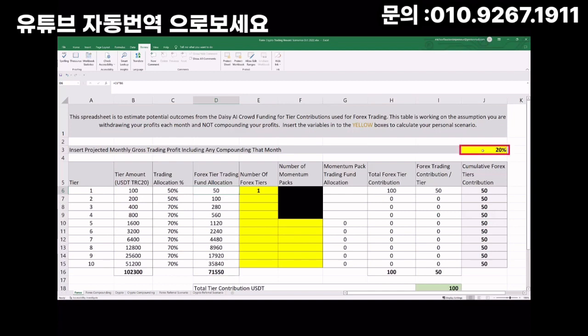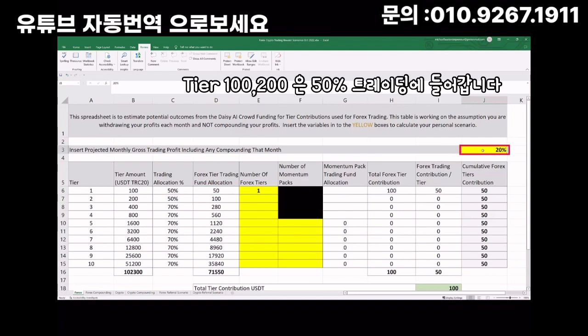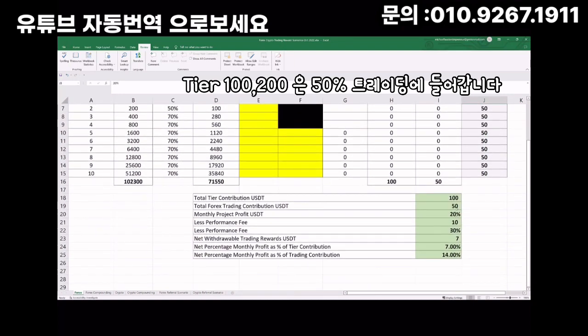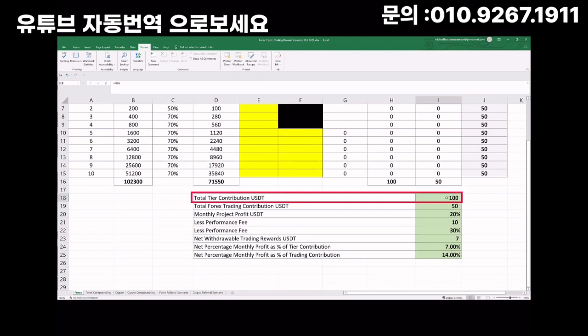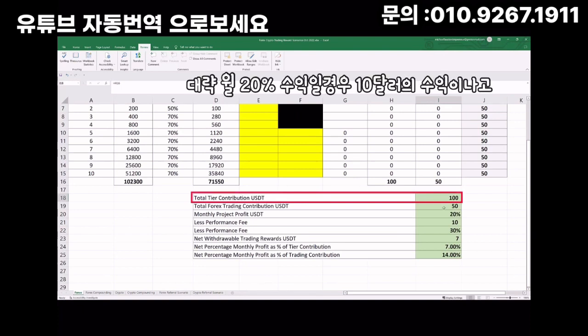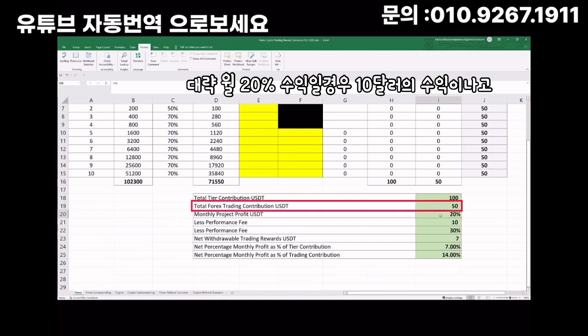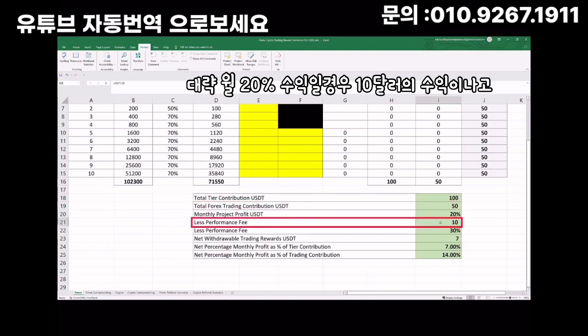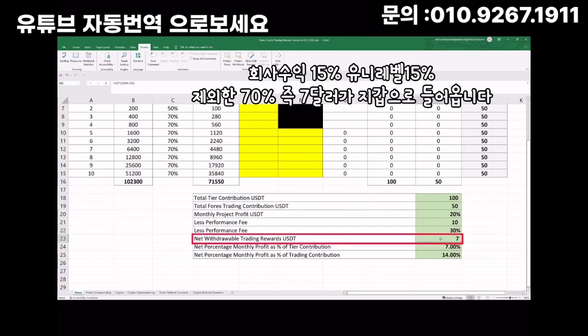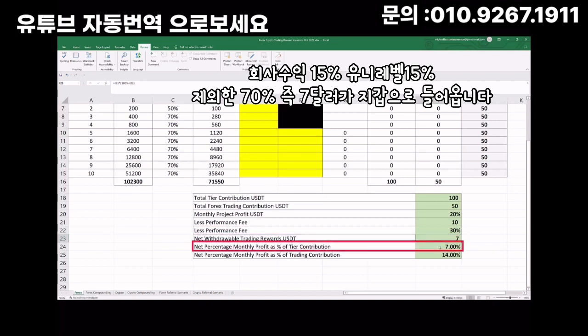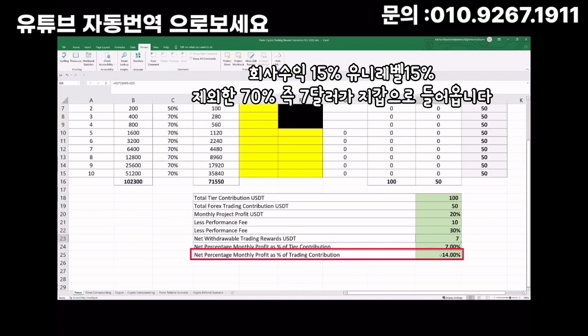Now we're working on a conservative 20% per month, which is still an outstanding result, and that will give us our profit. So if we scroll down, you can see here that a 100 euro contribution would have 50 going to the pool. On 20%, that would generate $10 profit per month. If you withdrew that, you'd have a performance fee of 30%, leaving you a net $7, which means that as a percentage of your total contribution of 100 USDT, that would be a 7% gain per month. If it was a percentage of the actual amount going into the trading pool, it would be 14%.